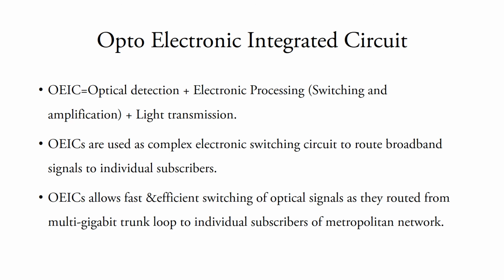Broadband signals will be in gigabits. They have to be transmitted to the individual subscribers. So in that case, we have to process the optical signals via an electronic unit and get the output also in optical mode. In this case, we can use this OEIC as one of the major modules. So OEICs allow fast and efficient switching of optical signals as they are routed from a multi-gigabit trunk loop to individual subscribers of a metropolitan network. So it is very much used for telecommunication networks or any high-speed networks.